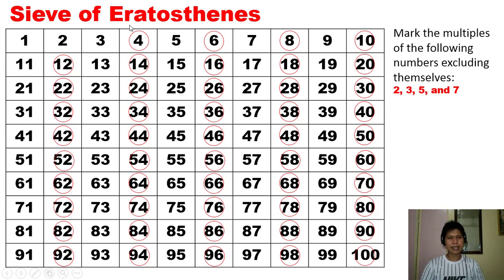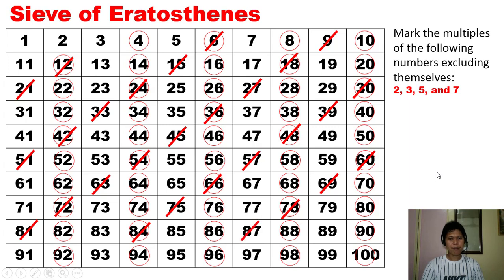3, hindi kasali ang 3. So, start tayo sa 6, 9, 12, 15, 18, 21, 24. Ayan. Cross out natin yan. Ginamitan natin ng forward slash.